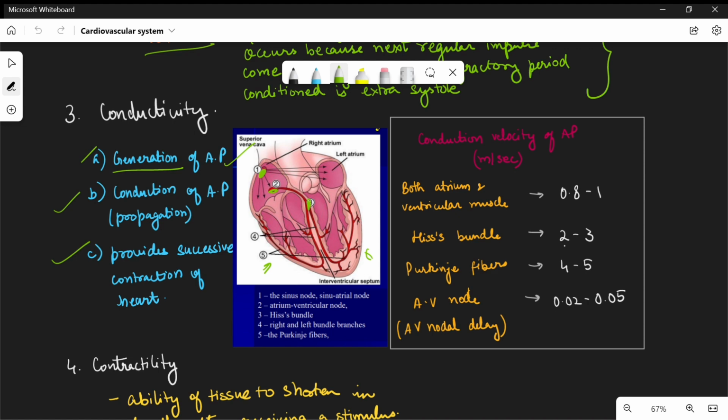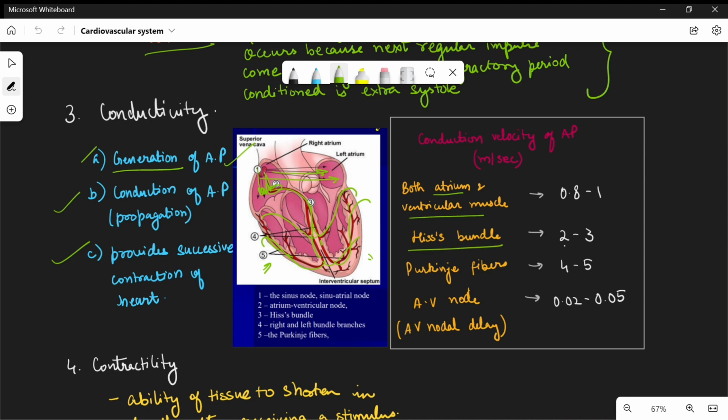Number 4, here you can see, this is the right and left bundle branches. And number 5 is the Purkinje fibers. So how is it electrically conducted? From the SA node, it spreads to every part of the heart. From there, the AV node collects, and then the right and left branches. It goes from here to here through Purkinje fibers. Conduction velocity of action potential in both atrial and ventricular muscles is 0.8 to 1 meter per second.